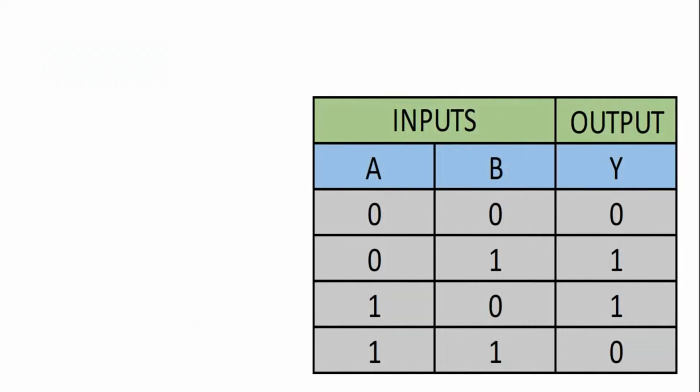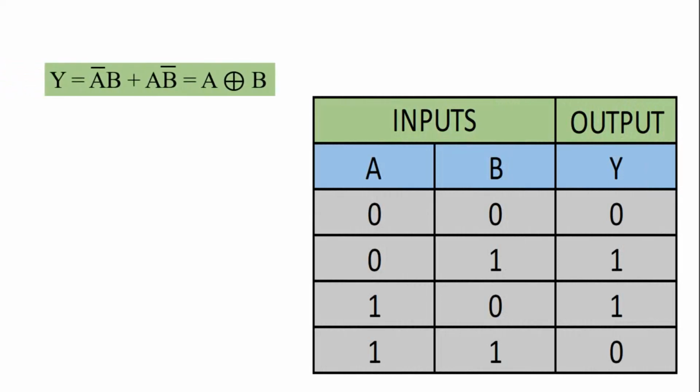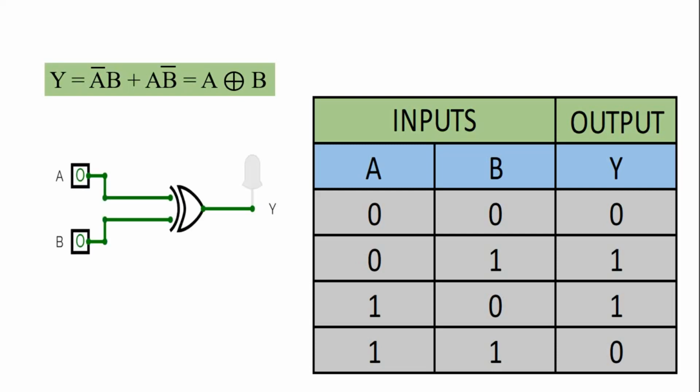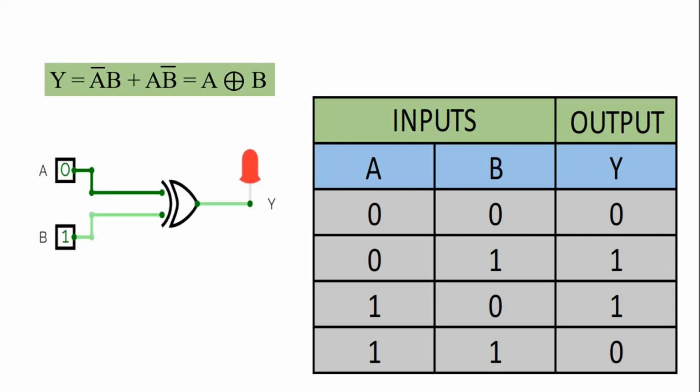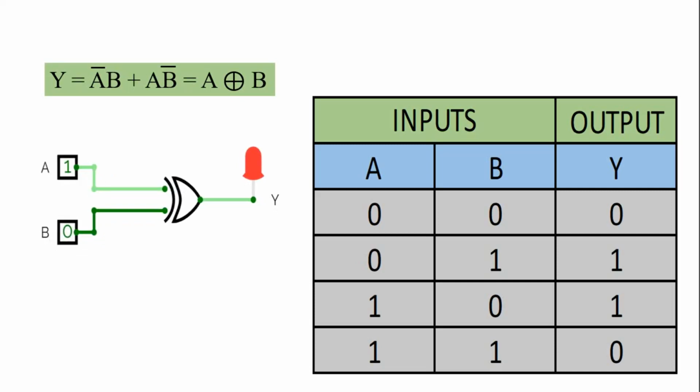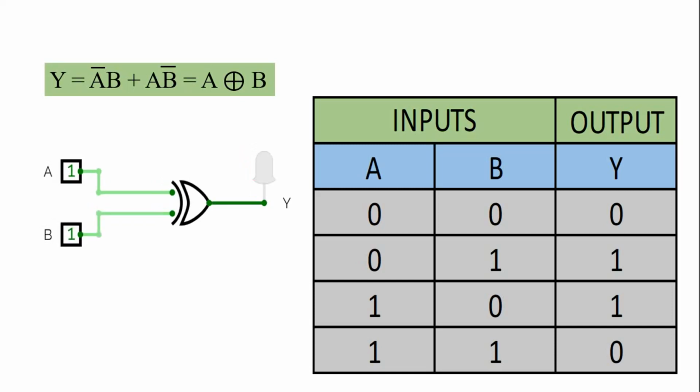This is the truth table of XOR gate, where A, B are input and Y is the output. As we know, Y equal to A bar B plus A B bar. So when both the inputs are 0, output 0. When A equal to 0, B equal to 1, output 1. Similarly, when A equal to 1, B equal to 0, output 1. But when both the inputs are 1, output 0.